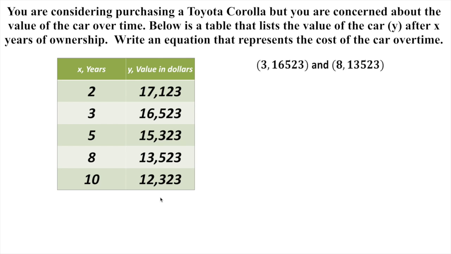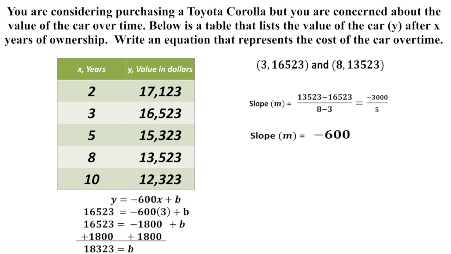So I want you to find the cost of the car over time. I want you to write that equation. Now that I've got the 2 points here, we're just going to write the equation for this one. So we'll go through here. We found out that the slope is negative 600. And we can plug that in to find out what our b value is. We plug it in, we find out our b value is 18,323. That gives us our equation as y equals negative 600x plus 18,323.